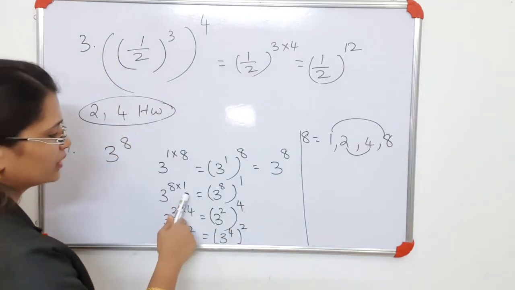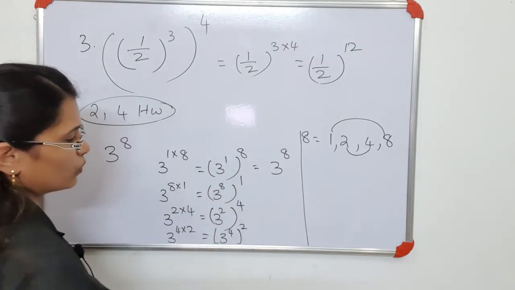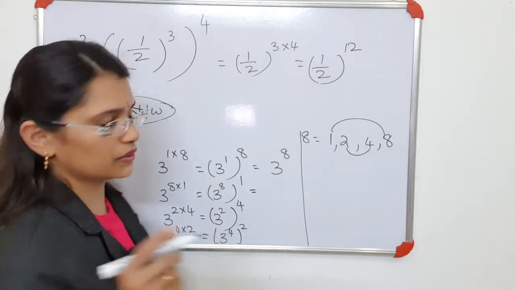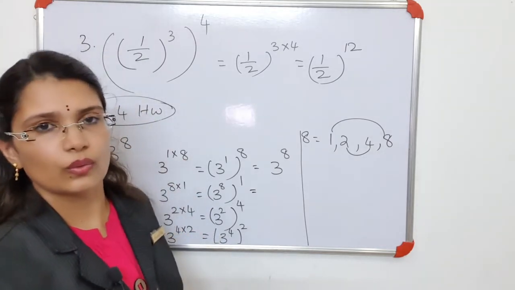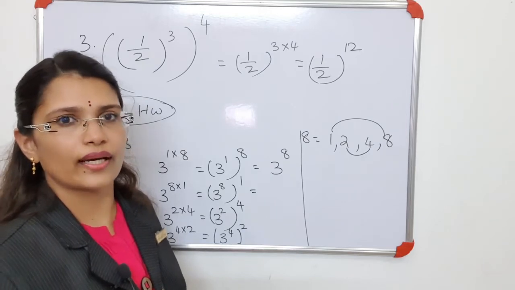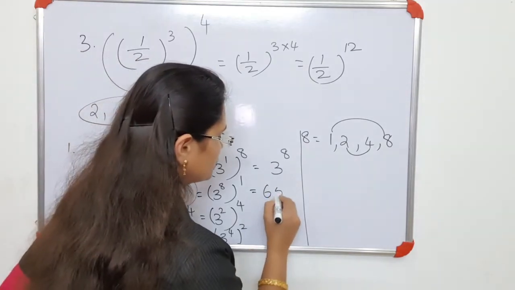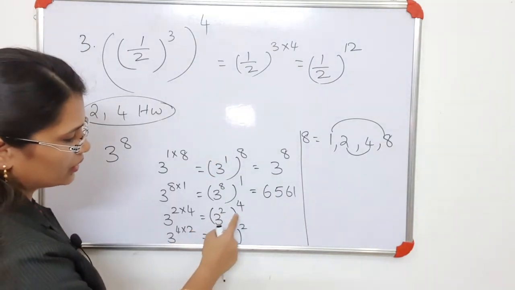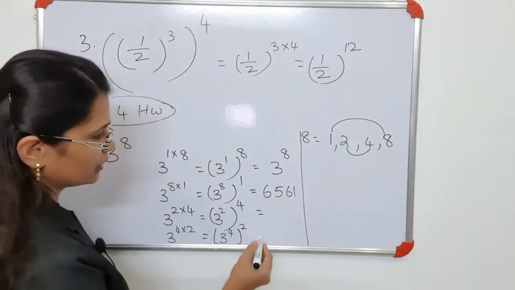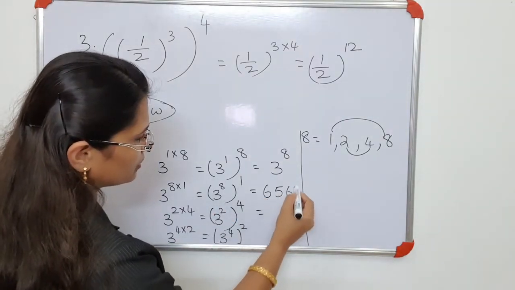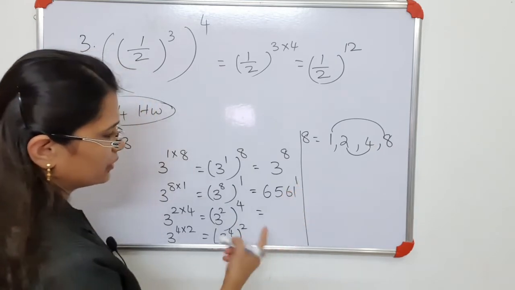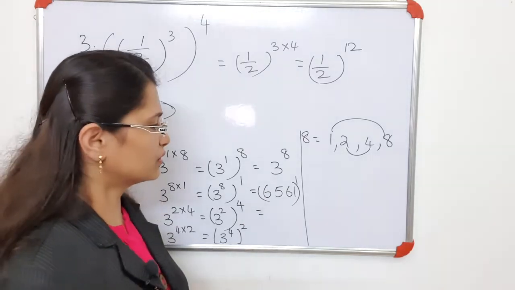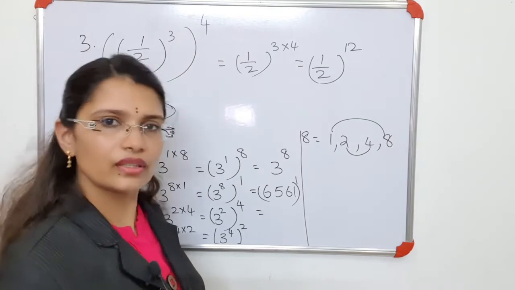Then 3 raised to 8 into 1 is equal to (3 raised to 8) whole raised to 1, which is equal to 3 to the power 8. 3 into 3 into 3 into up to 8 times. What will be the answer? 6561. Then (3 square) whole raised to 4. What is 3 raised to 8? This is 6561 whole raised to 1. If you are not writing also, no problem. 6561 whole raised to 1 or 6561 is same only.